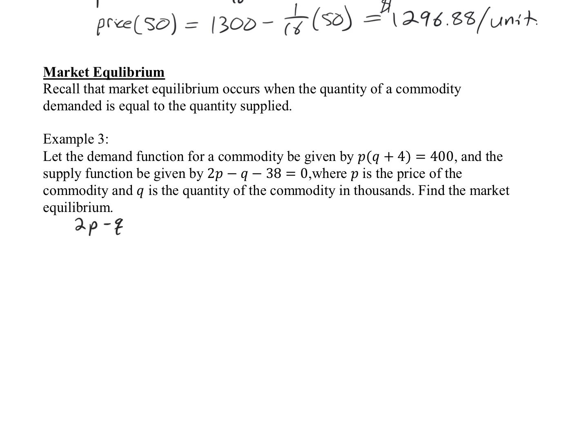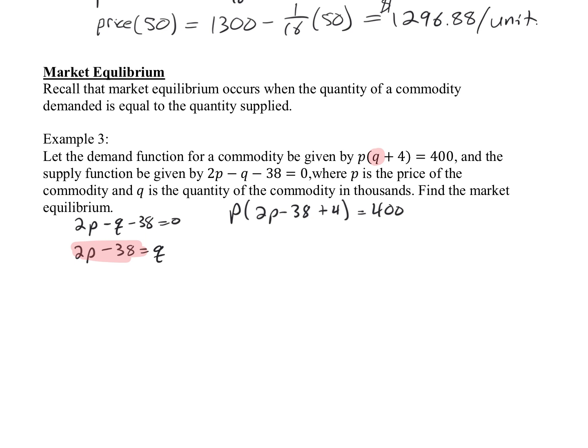2P minus Q minus 38 is equal to 0. I'm going to add Q to both sides of the equation. That gives me 2P minus 38 is equal to Q. And then this becomes something that I can now substitute into the other equation. So the other equation said P times Q plus 4 is equal to 400, and we now want to simplify.